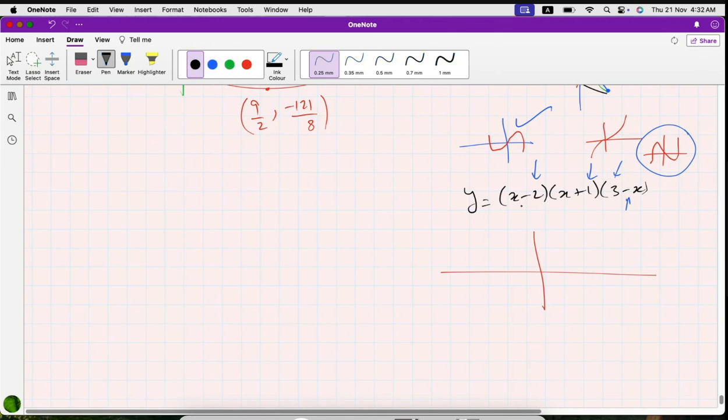Now this is x minus 2 for sure. This is x plus 1 for sure. And that's 3 minus x. Now if I have to make this shape, it will pass through 3, it will pass through 2, it will pass through 1, and for sure the y intercept is negative. When we need to find that, we just substitute x equals 0. So that would be minus 2 into 1 into 3. So that's negative 6. And done.